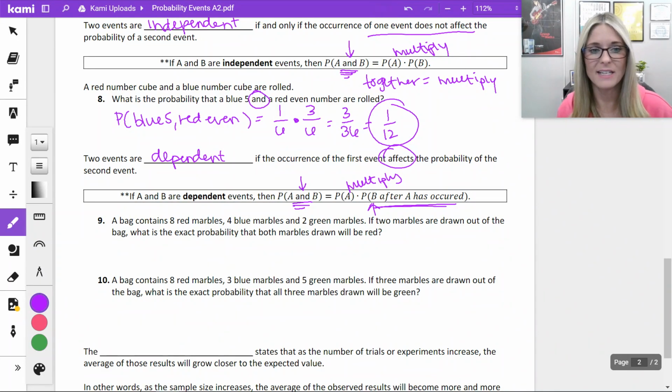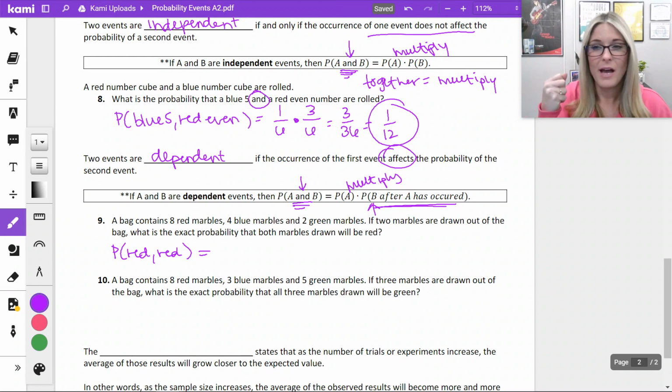Number 9, a bag contains 8 red marbles, 4 blue marbles, and 2 green marbles. If 2 marbles are drawn out of the bag, what is the exact probability that both marbles drawn will be red? So we want the probability of 2 reds here, a red and a red.